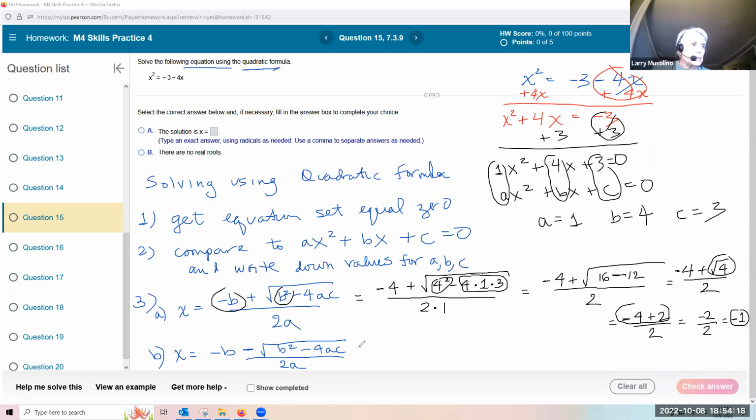All right, let's go and get the second answer. Well, it's almost the same. It's negative 4 minus the square root. Now, I already worked out the square root. I got the square root of 4, so I'm not going to work it out again because this square root is exactly the same as this square root. So if I worked it out to be 4 up there, it's going to be 4 here as well. Square root of 4 is 2, so this is negative 4 subtract 2 over 2. That's negative 6 over 2. That's negative 3. So we came up with two answers. Negative 1, comma, negative 3.